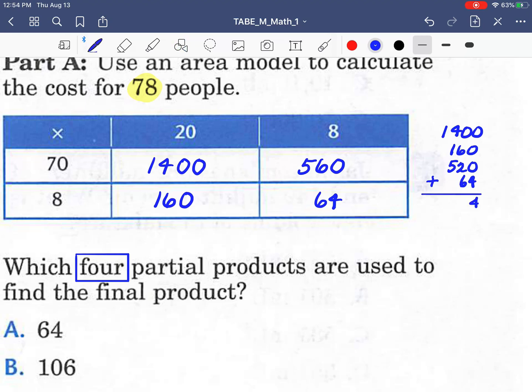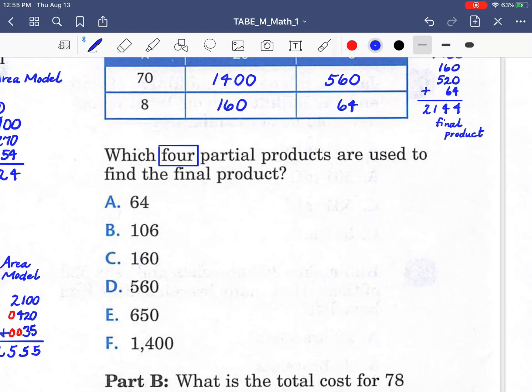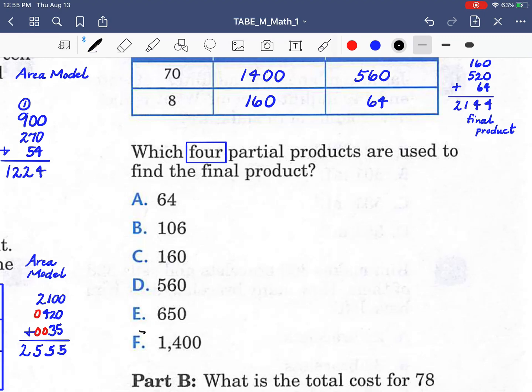So that's 4. 8 and 6 or 12 and 2, that's 14. 4, 5, 6 plus 5 is 11. And 2. So I'm thinking this is called the final product. And the ones in the box that we found are the partial products. So which 4 partial products were used? We used the 1400, we used the 160, we used the 560, and we used the 64.